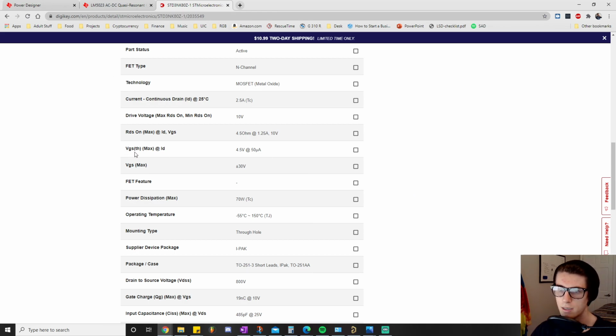We have VGS(th), which means that at 4.5 volts, the MOSFET will start conducting. This is the minimum detectable current flow when they tested it experimentally. At 4.5 volts, we get about 50 microamps of current, and this scales linearly up to 10 volts, when we get full conduction, about 1.25 amps. That means it can conduct 1.25 amps of current from the drain to source whenever we're driving the gate at 10 volts.